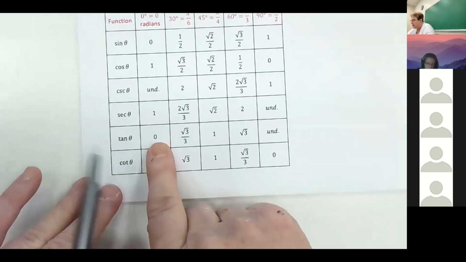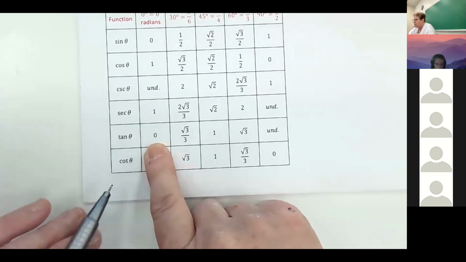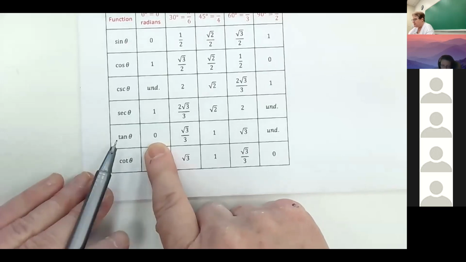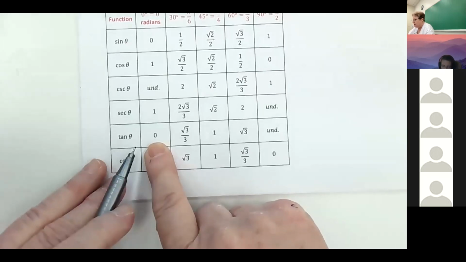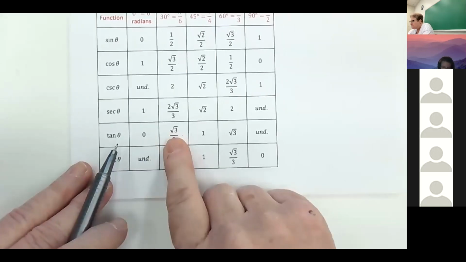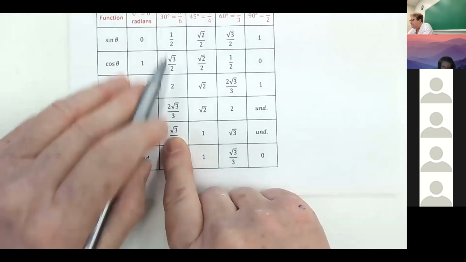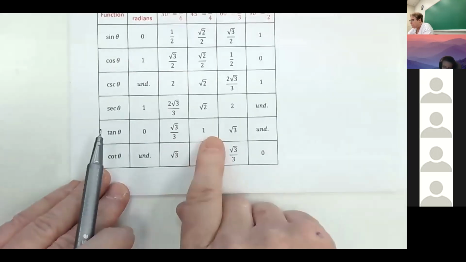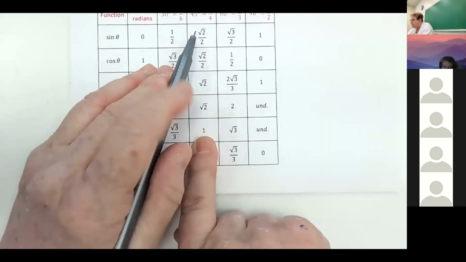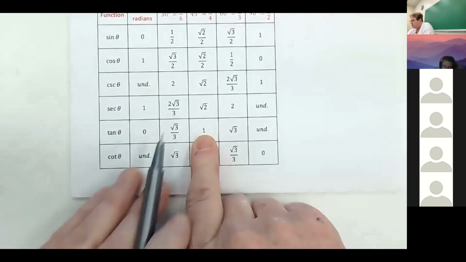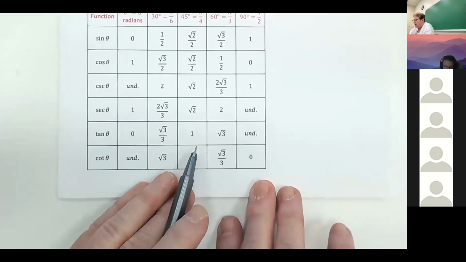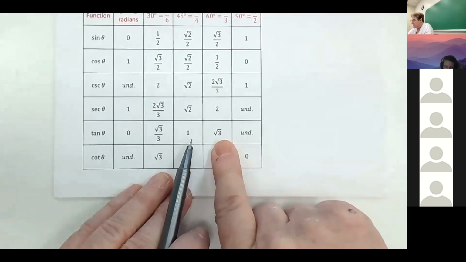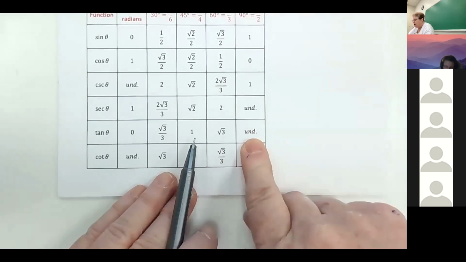The tangent is sine over cosine. So it's fine if the sine is 0, but not fine if the cosine is 0. 0 divided by 1 is 0. Square root of 3 over 2, pardon me, 1/2 divided by square root of 3 over 2 is square root of 3 over 3. At 45 degrees or pi over 4, x and y are the same, so the tangent is 1. Square root of 3 over 2 divided by 1/2 is square root of 3, and of course we're undefined when cosine is 0.